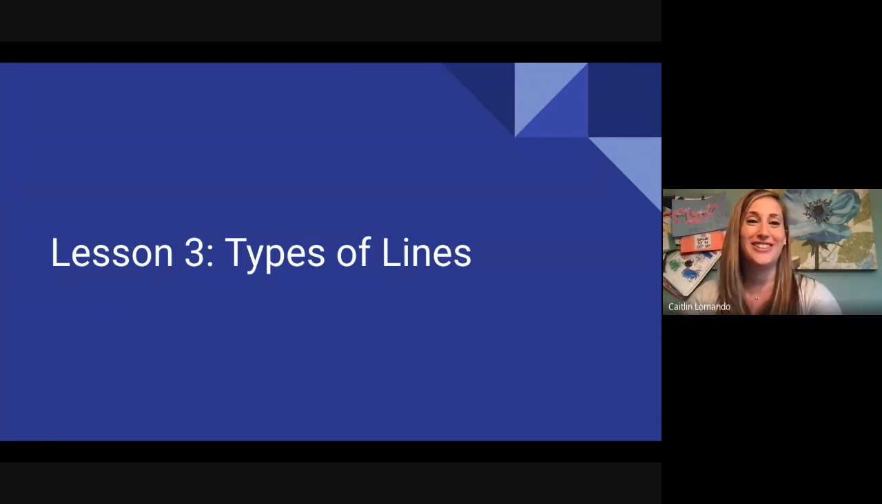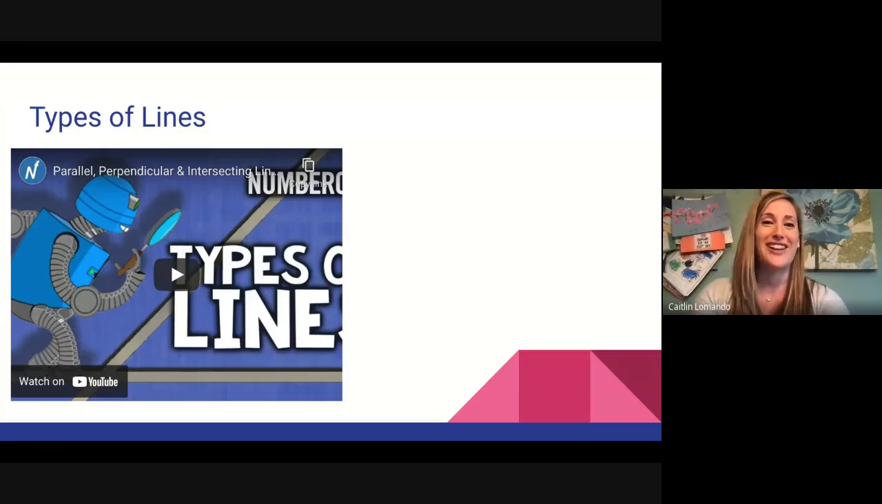Today we're up to our third lesson, which is types of lines. This is going to be a fun one. All right, let's check out our three types of lines. Parallel: they're like train tracks, they'll never touch. Perpendicular: they cross at a 90-degree angle. We know what a 90-degree or right angle is now. And intersecting: lines that cross, but not at a 90-degree angle.